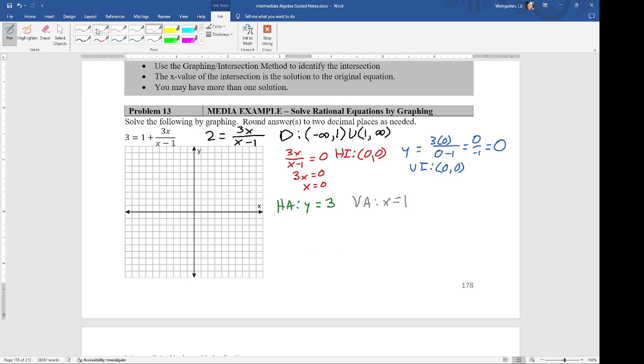So I am going to graph y equals 2, because this is where we want to see where this graph crosses. There we go. Next, I'm going to graph our vertical and horizontal intercepts, both at (0, 0). So we know our graph is going to go through (0, 0). I will then graph my horizontal asymptote, y equals 3, and our vertical asymptote, x equals 1.